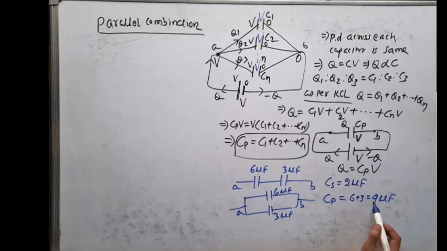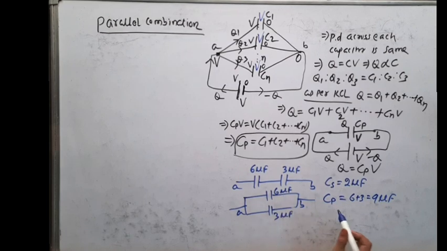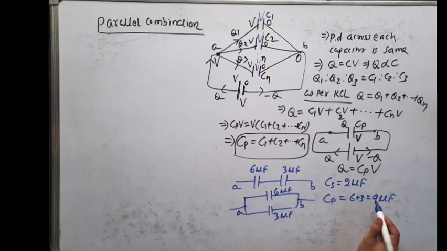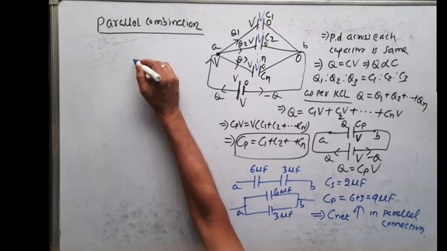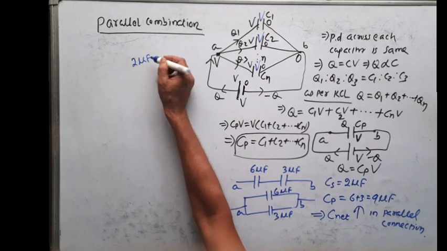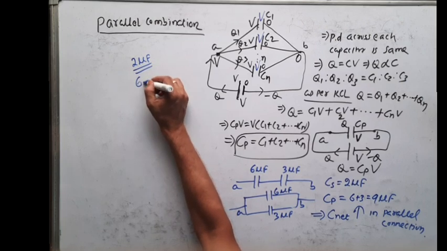Now see, this net capacitance, that is 9 microfarad, is greater than the highest of the individual. The highest of the individual is 6. So the capacitance is more than 6 microfarad. It is also more than 3 microfarad. So what is the conclusion? Conclusion is that net capacitance increases in which connection? Parallel connection. In parallel connection. So I had given a homework: in the market 2 microfarad is available, but we have to make it 6 microfarad.